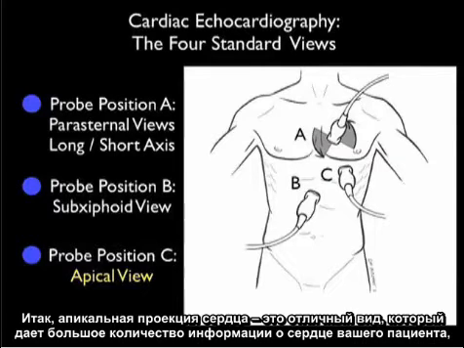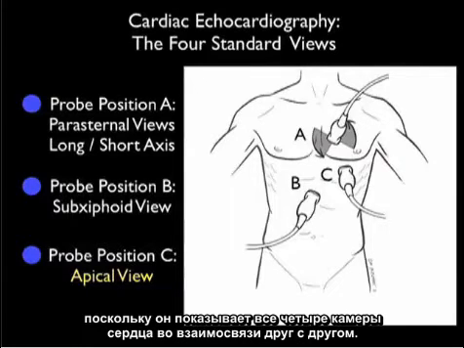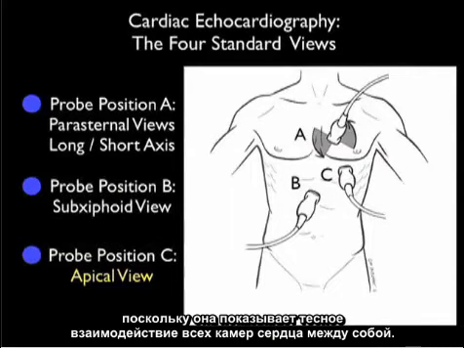So the apical view of the heart is an excellent view and gives a great deal of information about our patient's heart, as it shows all 4 chambers of the heart in relation to one another. Therefore, the apical view of the heart is preferred by cardiologists as it shows the synergy of all of the chambers of the heart to one another.